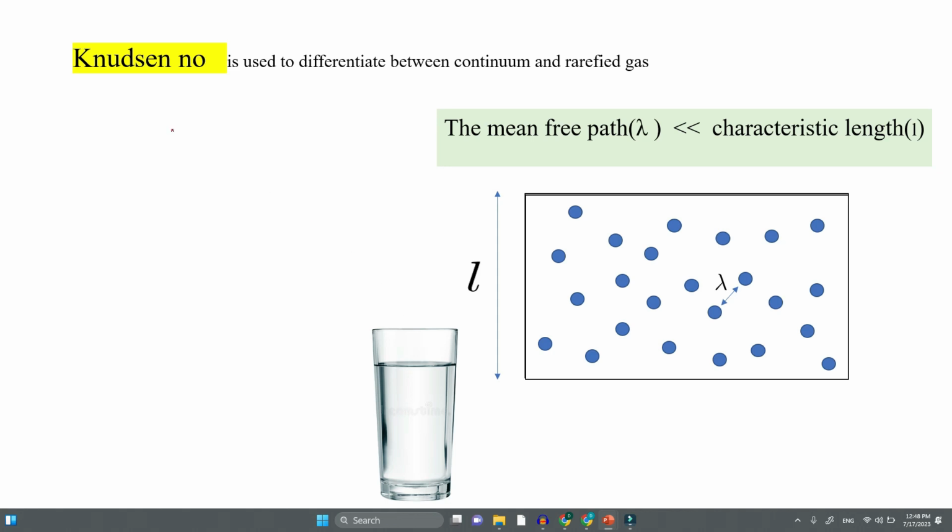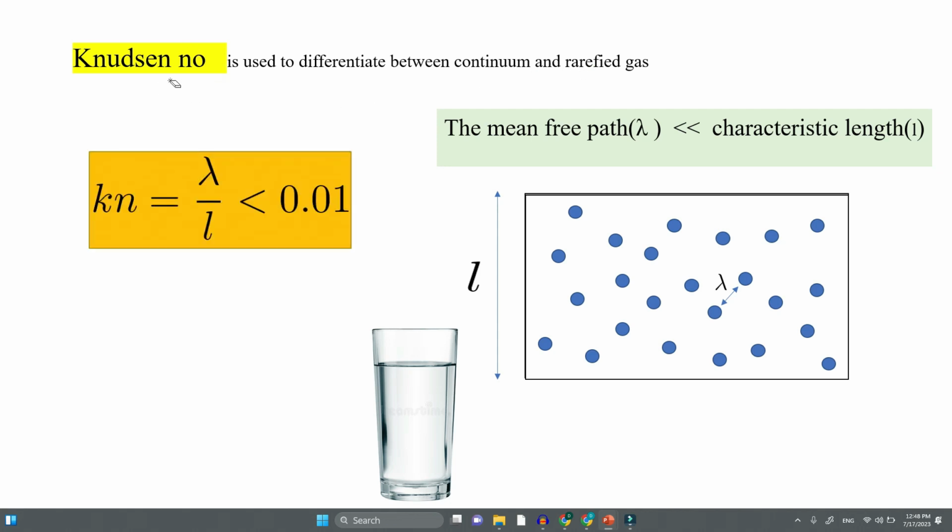Okay, so what is the dimension? This Knudsen number is the dimensionless number used to differentiate between continuum and rarefied gas. So what is Knudsen number? Let us see. Knudsen number simply means the ratio of lambda by L. Lambda doesn't mean the gap between the molecules, it simply means the distance traveled by the molecules between two successive collisions. Okay, between these colliding with each other. So that is lambda divided by L, characteristic length.